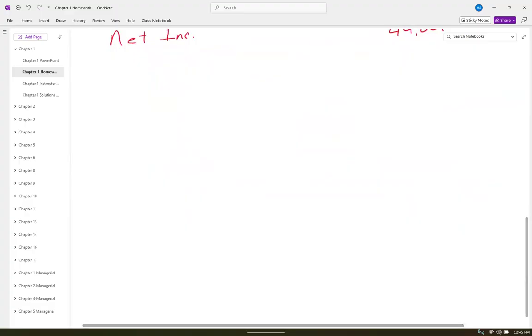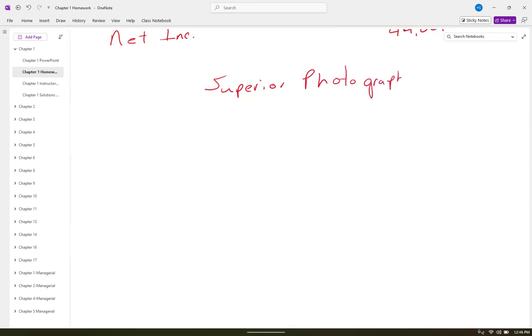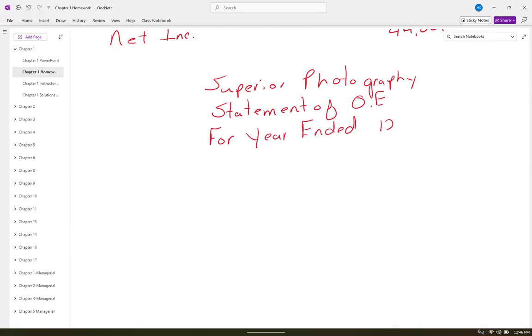All right. So now let's dive into the statement of owner's equity. The statement of owner's equity just bridges the income statement to the balance sheet, is really all it does. It's still named Superior Photography. Name of the statement, this is the statement of owner's equity. It's going to be dated exactly like the income statement, for the year ended 12/31/25.